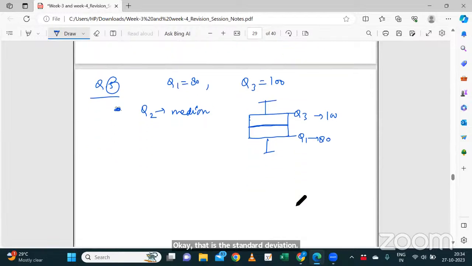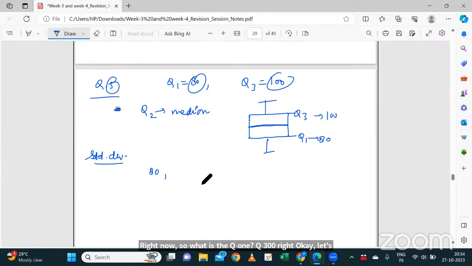Okay, let me give you one example. To disprove any theorem, you can keep in mind that one counterexample is sufficient. Would you agree with me? Yes, sir. So what is the Q1? Q1 says 80, Q3 is 100, right? Okay, let's create some random data.